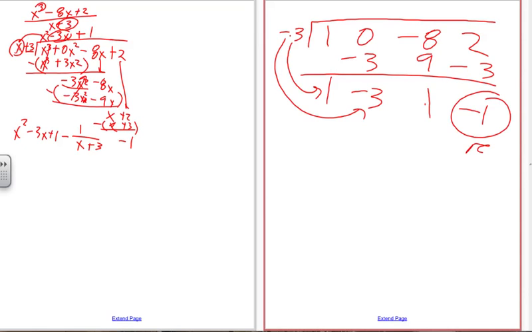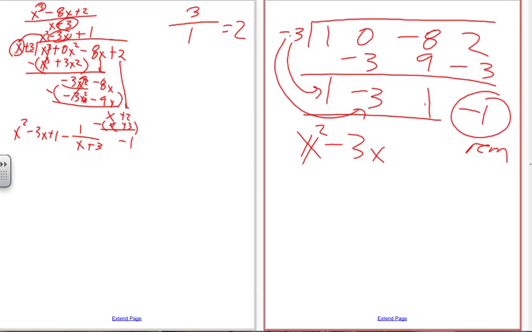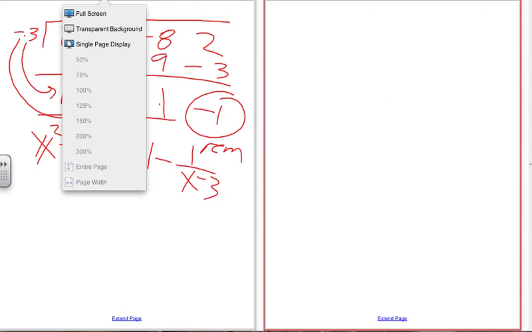So there's my remainder. And what do we do here? I've got a cube over a 1, which means I'm going to have a squared term. So it would be 1 times x squared minus 3x plus 1, and then minus 1 over your denominator, which was x plus 3. And you can do the same kind of thing.